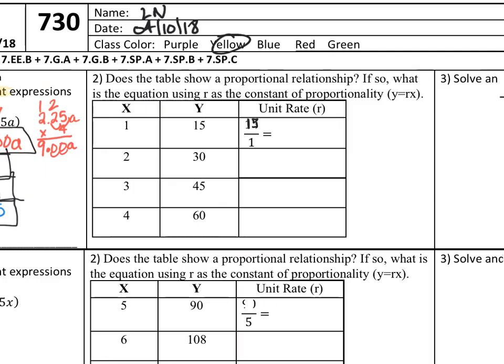Number 2, does the table show a proportional relationship? If so, what is the equation using R as a constant in proportionality? Here, I told you guys that R represents the constant in proportionality, but I also told you that constant in proportionality means slope in 8th grade. And when you see slope in 8th grade, slope is represented by the letter M. So go ahead and just do that right now. Cross out the R and write M. Because really this represents slope.